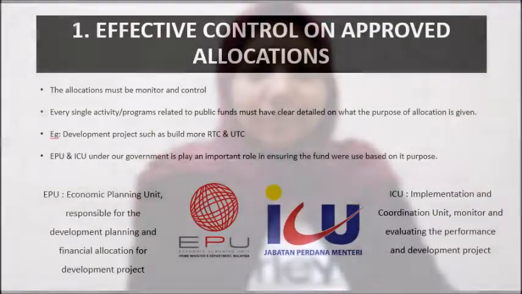In order to ensure things go smoothly, agencies such as EPU and ICU under our government play an important role in ensuring the fund is used based on its purpose. EPU is the Economic Planning Unit, responsible for development planning and financial allocation for development projects, while ICU is the Implementation and Coordination Unit, which monitors and evaluates the performance and development of the projects.